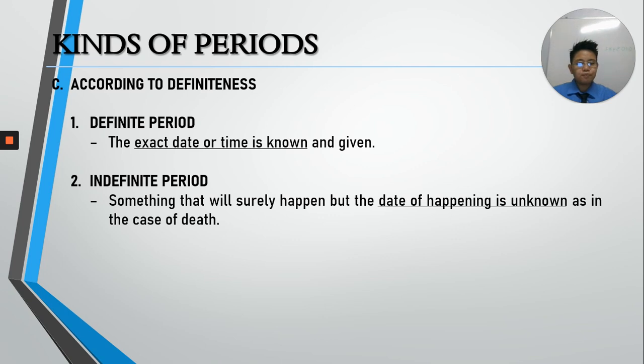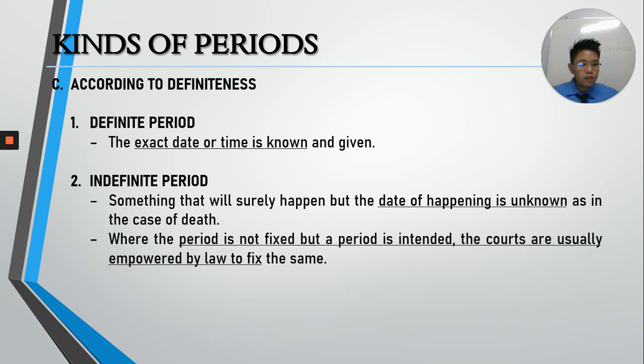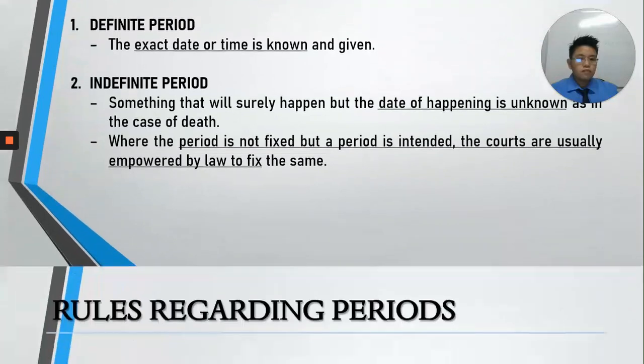So, anyway, something will surely happen, hindi nyo alam. So, bibigyan kita ng pera pagka namatay si X. Sana mamatay si X kaagad para mabigyan ka ng pera kaagad. You know it will happen, but you do not know when. Sigurado kang mangyayari, pero hindi mo alam kung kailan mangyayari. So, remember here, class, where the period is not fixed, but a period is intended by the parties, the courts are usually empowered to fix the same. Anyway, we will go back to this when we go doon sa iba nating topics.